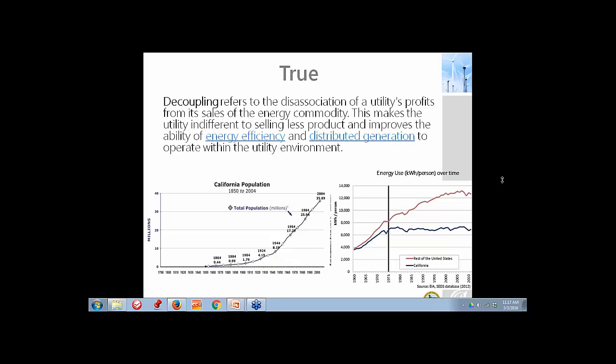Decoupled utilities really promote energy efficiency and distributed generation because it allows them to not turn on their large, expensive power plants. These charts you can see here on this slide, over the last 100 years, California's population has spiked dramatically, but on the right-hand side, you can see that though the population has increased, our per capita energy use has actually remained pretty flat over the last 30 years. So that's really showing the amount of energy efficiency that has occurred in California, because in 1975, people didn't have computers and cell phones and all those electronics to charge. So we're really doing a good job of keeping that kilowatt hour per person usage down in California.